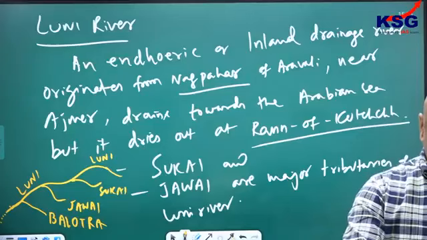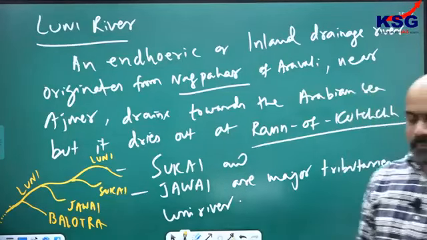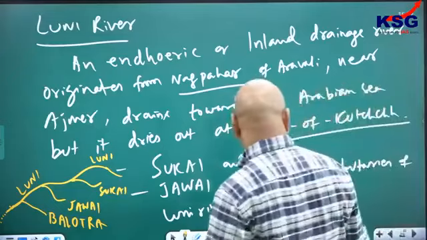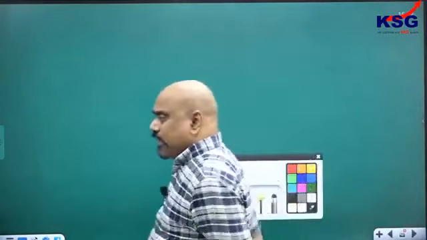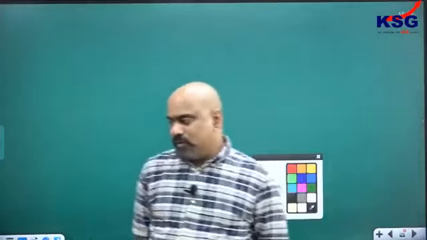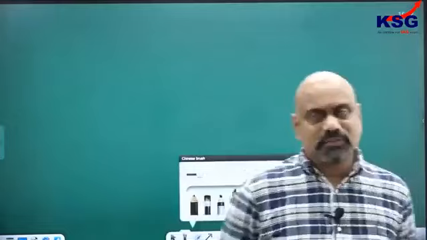Okay, you remember this. Hope you got it now. This is what type of river? An endorheic river, where the water dries out before joining the Arabian Sea in the Rann of Kutch because of high porosity and permeability. This is the major cause.